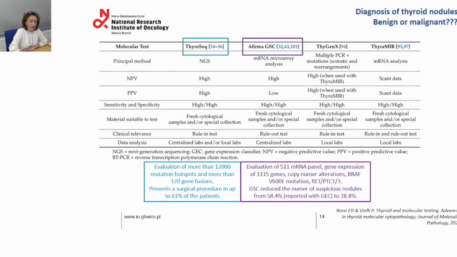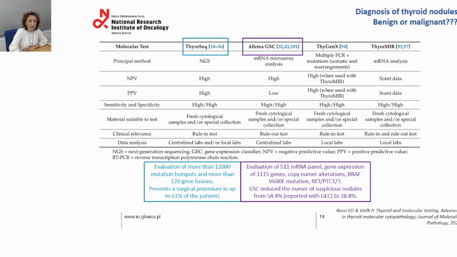ThyroSeq is a rule-in test which enables evaluation of more than 12,000 mutation hotspots and more than 100 gene fusions, and it prevents the surgical procedure in up to 61% of the patients. It is characterized by a high sensitivity and specificity, and high negative predictive value and positive predictive value.